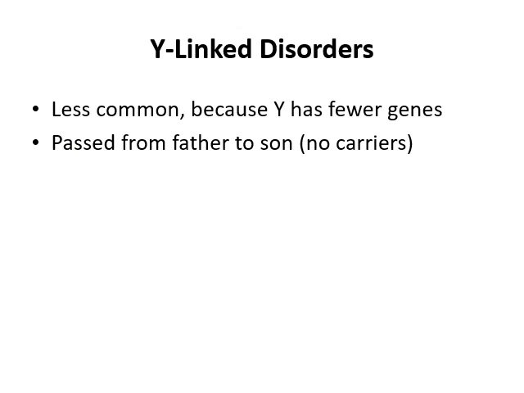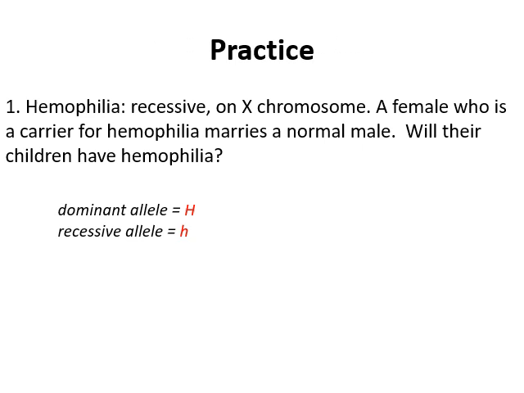Y-linked disorders are less common because the Y chromosome has fewer genes on it, but the only method of inheritance is going to be passing directly from father to son, because every son gets his Y chromosome from his father. It's the only option. So if there is a particular trait on that, the son will inherit it from the father. All right, let's try practicing this.